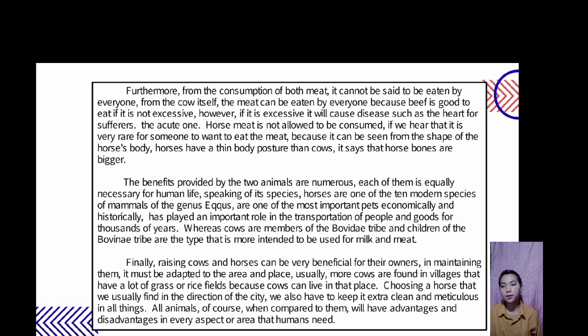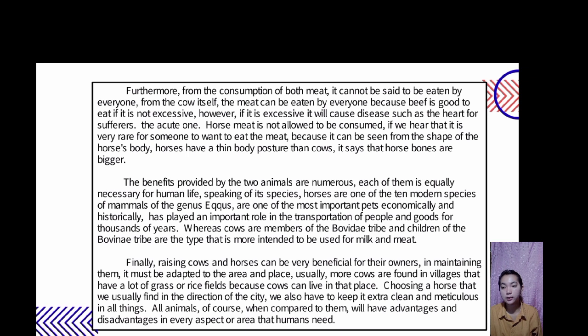Finally, raising cows and horses can be very beneficial for their owner. In maintaining them, it must be adapted to the area and place. Usually cows are found in villages that have a lot of grass or rice fields because cows can live in that place. Horses we usually find toward the city, and we also have to keep them extra clean and meticulous in all things.